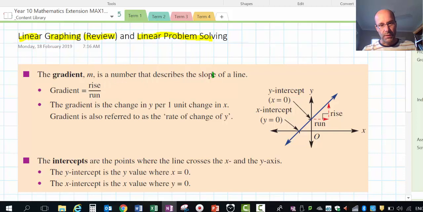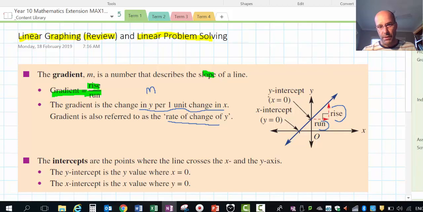is the slope or the steepness of a line, and it's rise over run, and the symbol for gradient is often m. So m is rise over run, and the gradient is the change in y per unit change of x. So it's comparing how y changes when x changes. If y changes a lot compared to x in a positive way, that would be a steep line. If y goes down compared to x, it would be a negative gradient. So it's like the rate of change of y compared to x. And there's a diagram. So we've got rise, we've got run.